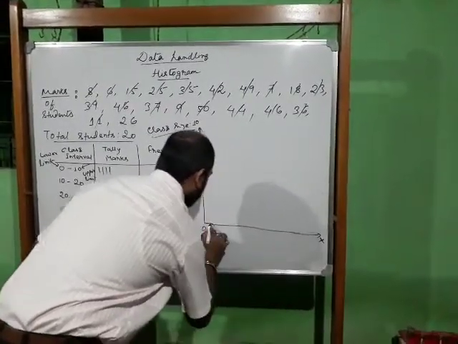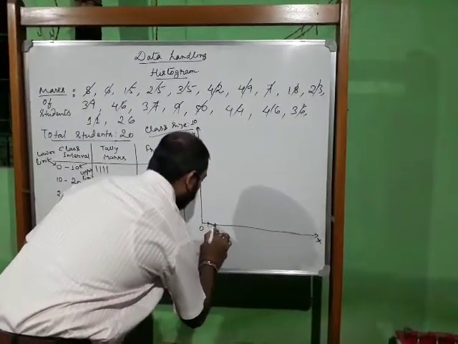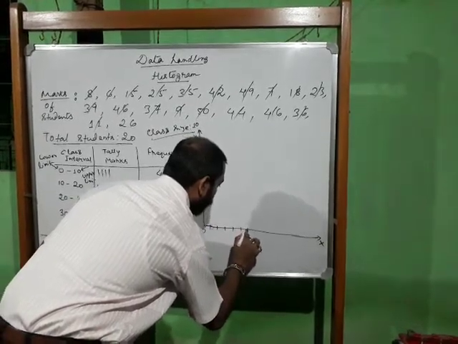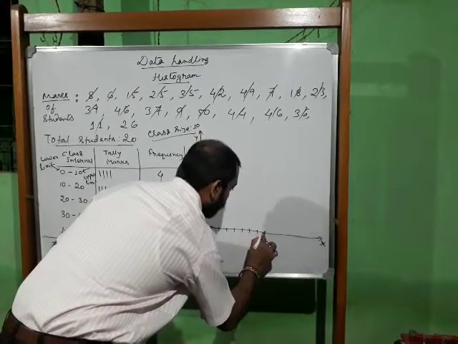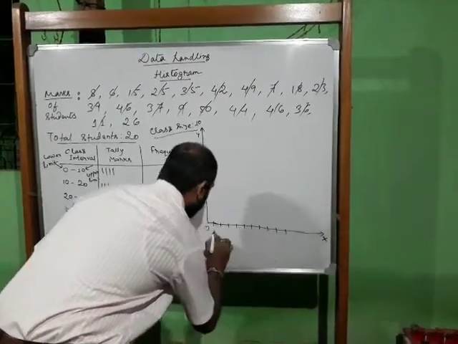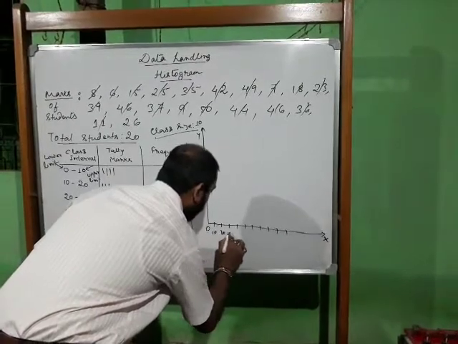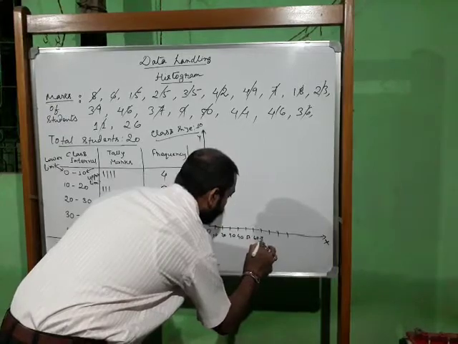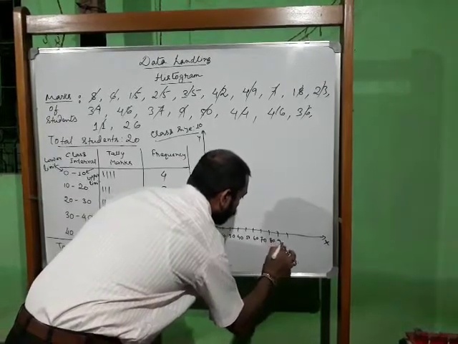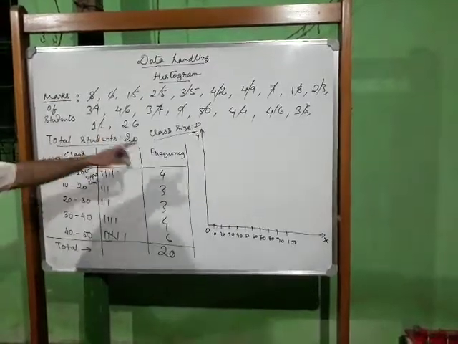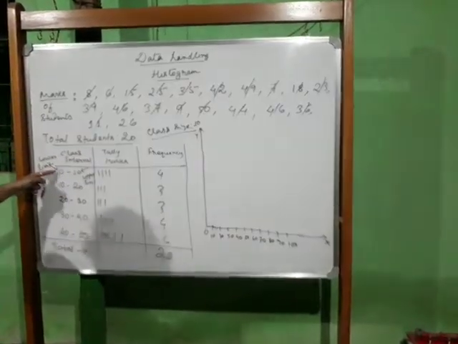It is 10, 20, 30, 40, 50, 60, 70, 80, okay, 90, and this is 100. So it is 10, 20, 30, 40, 50, 60, 70, 80, 90, 100. One thing you remember, to make a histogram, the class interval should be continuous.